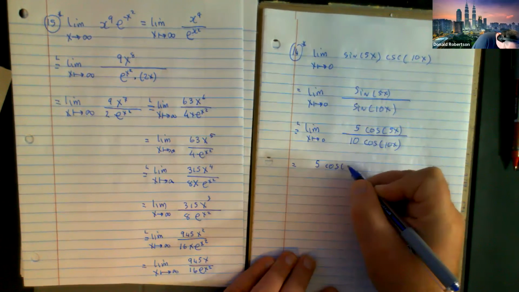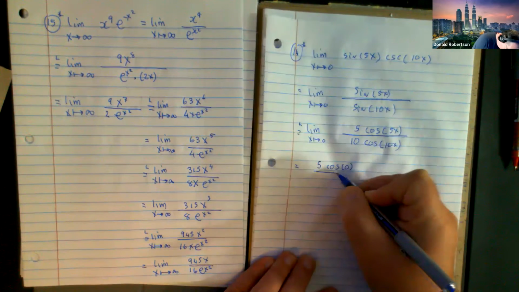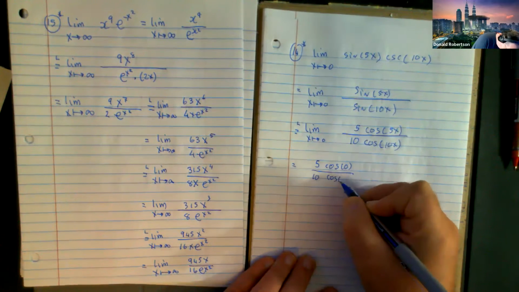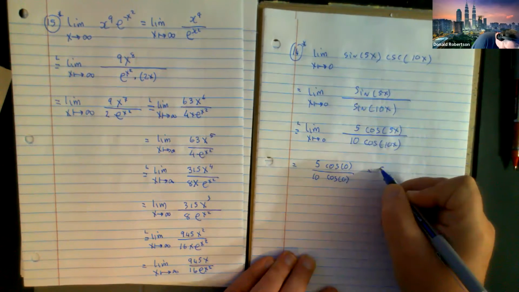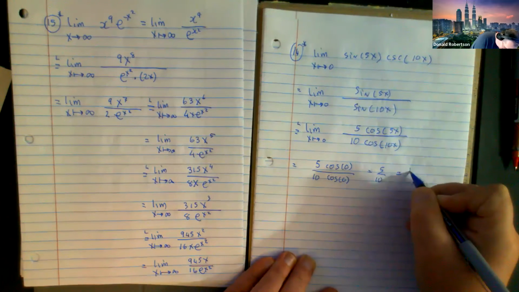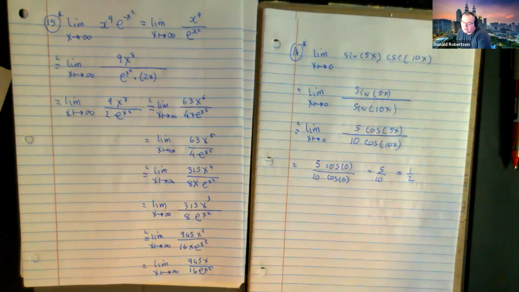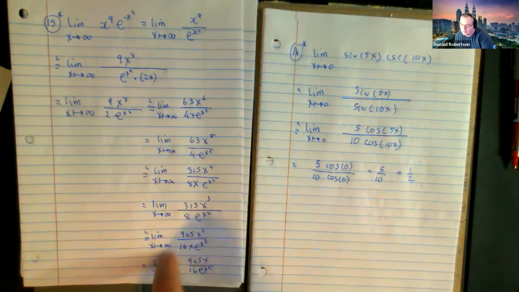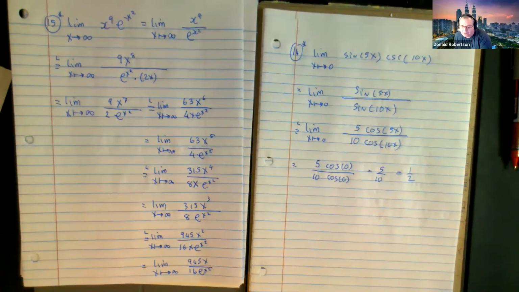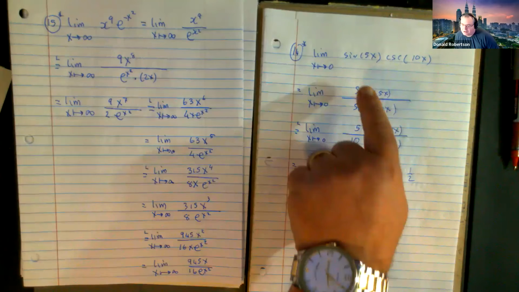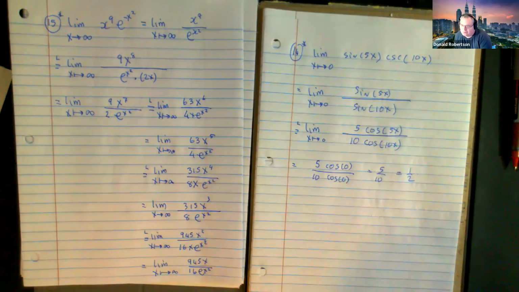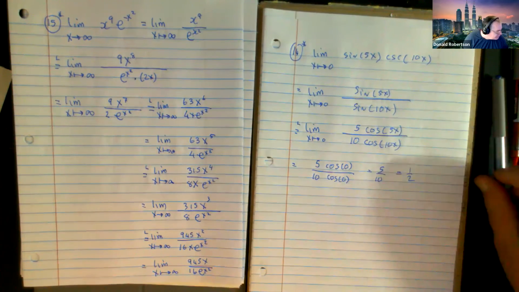5 times the cosine of 0, over 10 times the cosine of 0. The answer is a half. Now, isn't that the way L'Hopital should work? Not this 12 rows, keep going till you get fed up kind of one, but clean, boom, answer. That's the way you would like it at least to work.